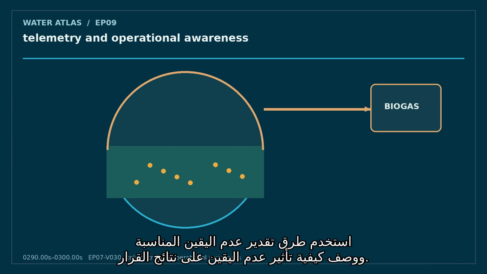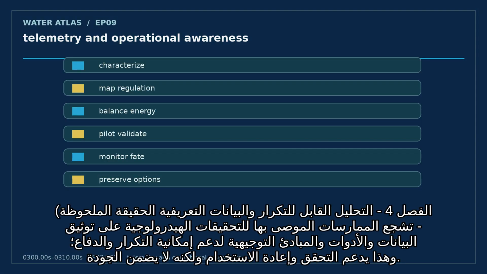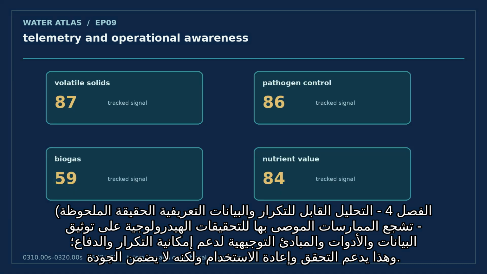Chapter 4. Reproducible analysis and metadata. Observed fact. Recommended practices for hydrologic investigations encourage documenting data, tools, and guidelines to support reproducibility and defensibility. This supports verification and reuse, but does not guarantee quality.